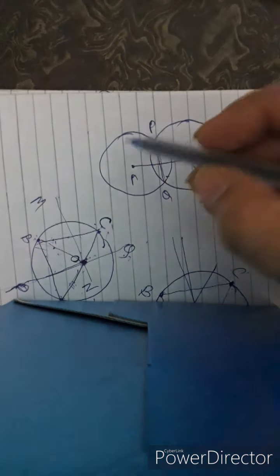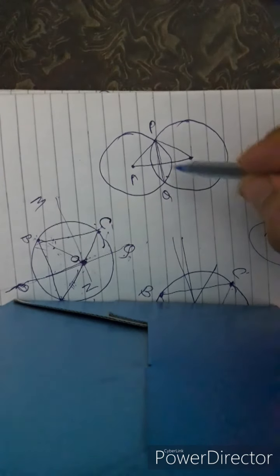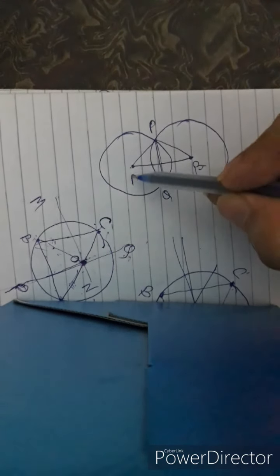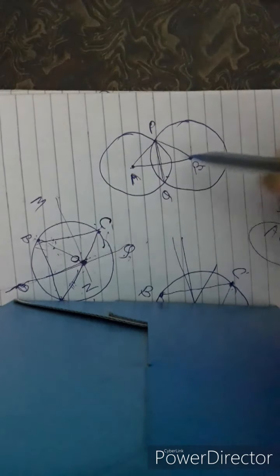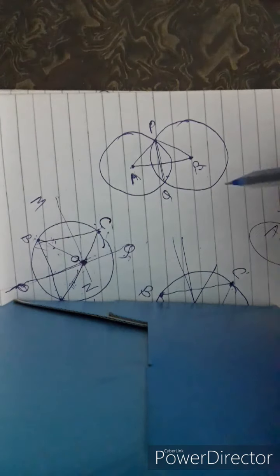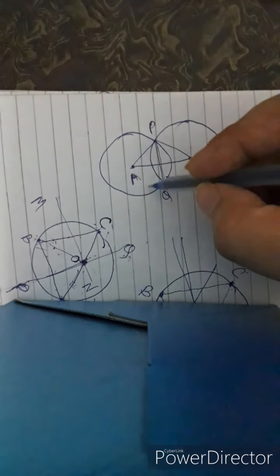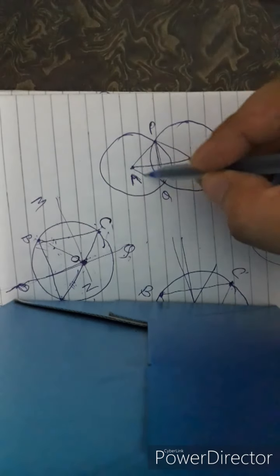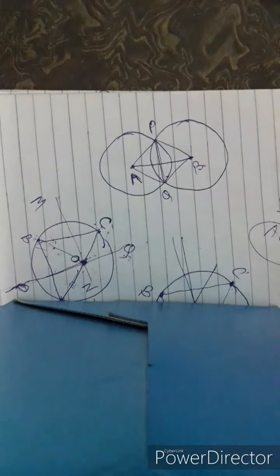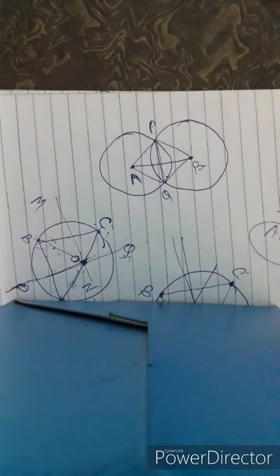So we have to prove that the line joining the two centers of the two circles, that is AB, A is the center, B is the center, the line joining the centers of the two circles AB is the perpendicular bisector of PQ. That is, AB is the perpendicular bisector of PQ. We have to prove that. So now we'll join AP, BP, AQ and BQ for convenience.